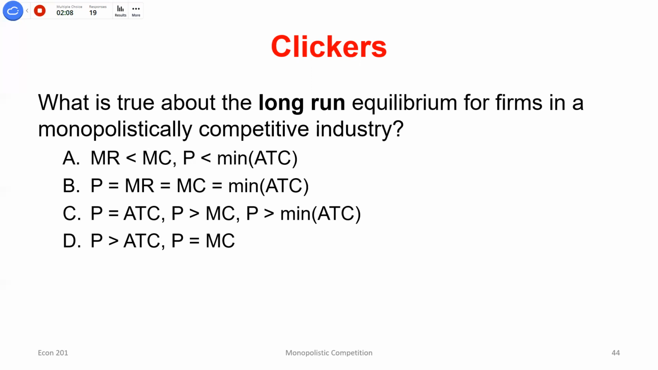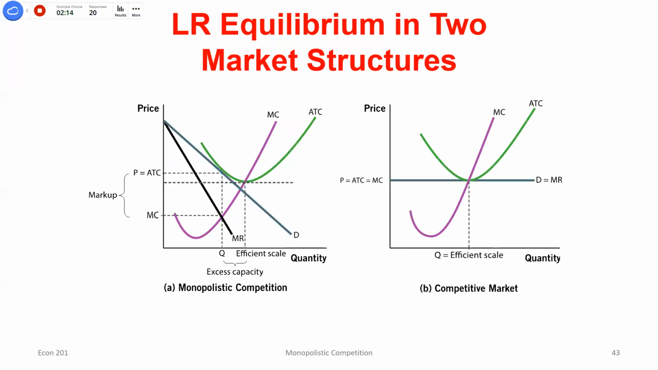So, the other visuals, I think it makes it a little bit easier to see. But if we had a long run equilibrium here, that minimum point on my average total cost curve, if I operate as a monopolistic competitive firm, I'm going to be at a price that's above that minimum point on my average total cost curve, right?